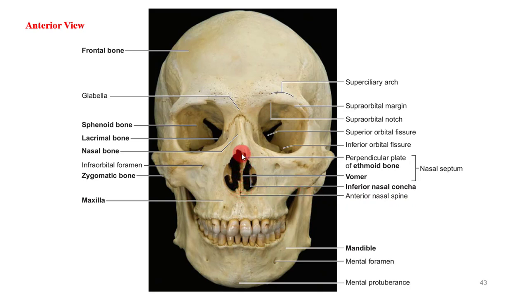The thin ridge of bone that divides the nasal cavity into left and right halves is called the nasal septum. Along the inferolateral walls of the nasal cavity are two scroll-shaped bones called the inferior nasal conchae.